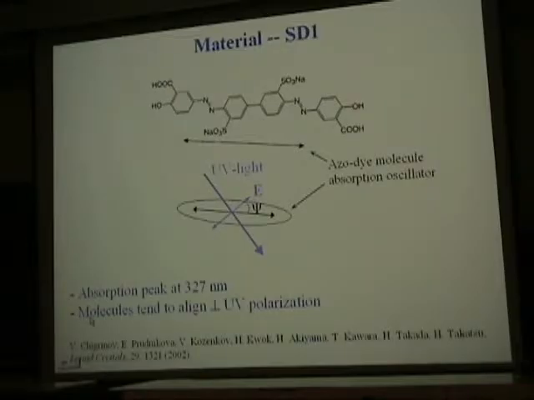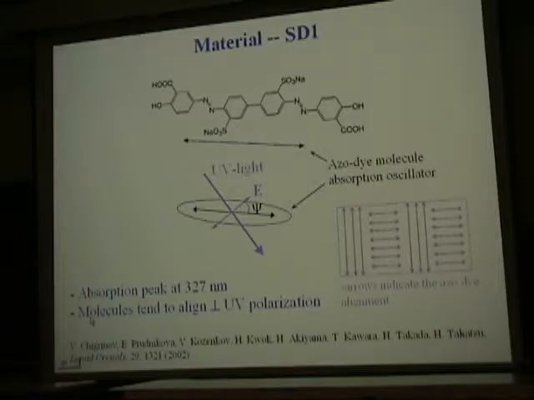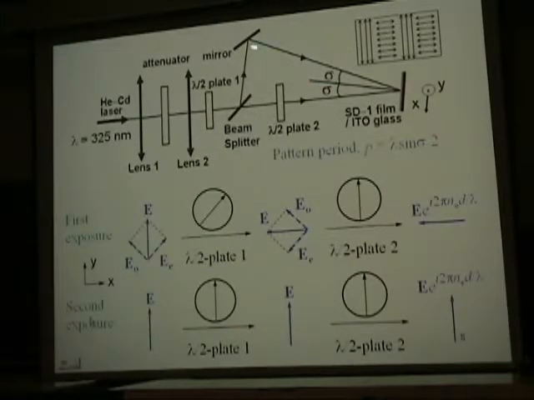And in turn, the photo-aligned azo-dye material aligns liquid crystal along the long axis of the molecules. So our idea is to use photo patterning of this material to produce a multiple alignment domain pattern like that you see here, where the arrows indicate the preferred alignment direction of the azo-dye molecules. We use the setup shown here to do the patterning. The light source that we use is a helium cadmium laser with a wavelength of 325 nanometer, very close to the absorption peak.